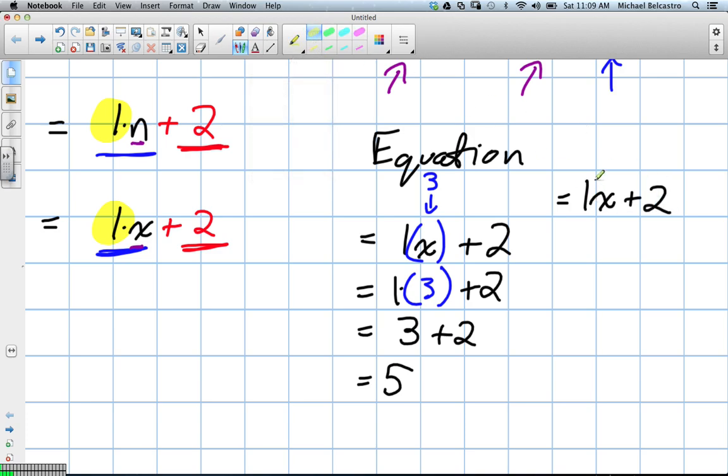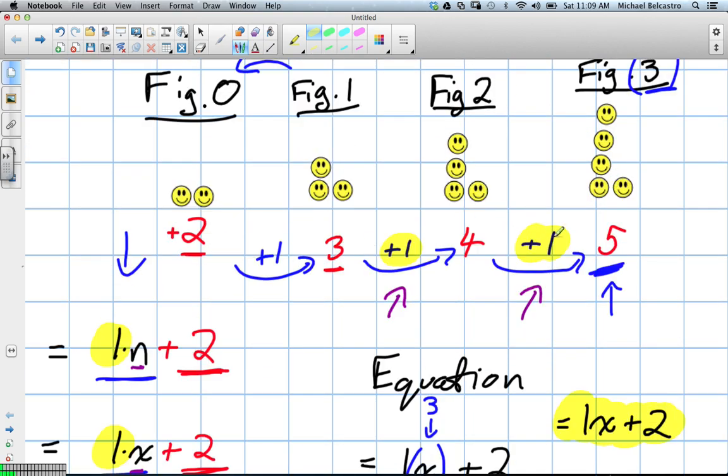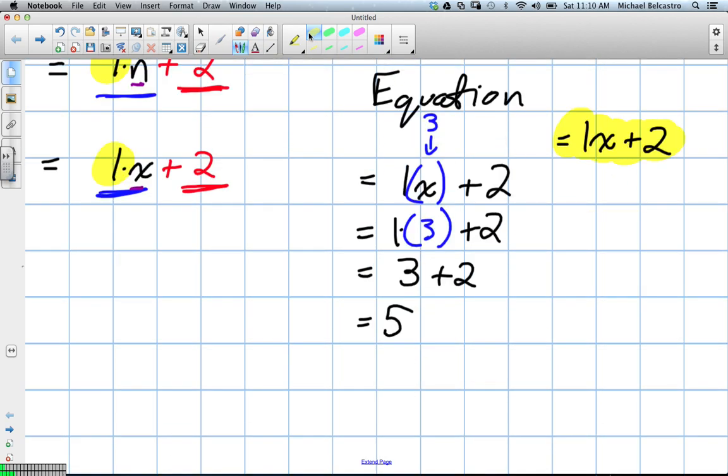So what that means is the equation we created, highlighted over here, 1x plus 2, that equation can solve any single number of terms, so like 2 or 3 or 4 or 5, for any figure number. So let's say we wanted to go to figure, I don't know, 60. Okay, we can plug 60 into this equation, and it would tell us how many there are in it. Okay, so how many are in the total figure.